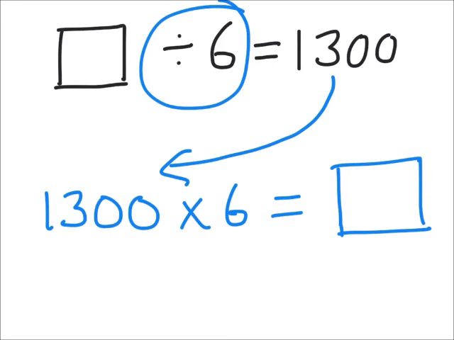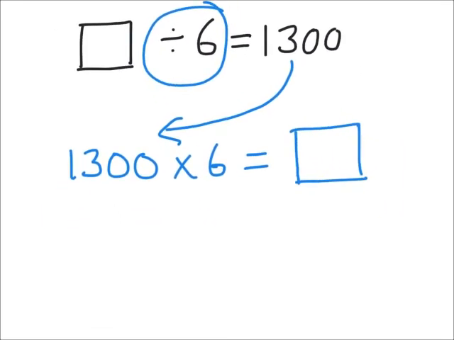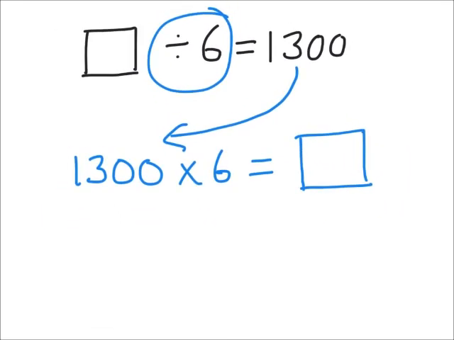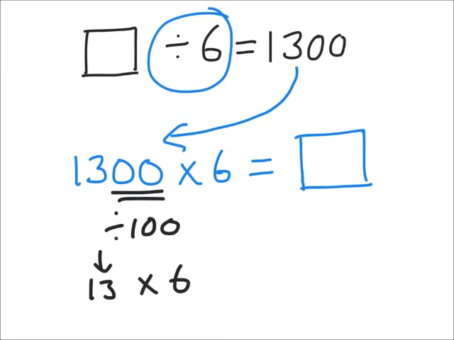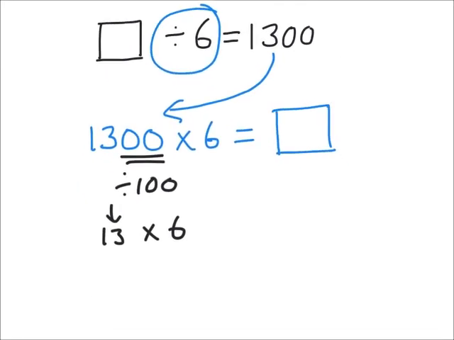Now, let me just shrink the screen down a bit. Okay, 1,300 times 6. Let's do a little trick. It's a multiple of 100. Let's divide it by 100. Let's do 13 times 6. 13 groups of 6, the product of 13 and 6.